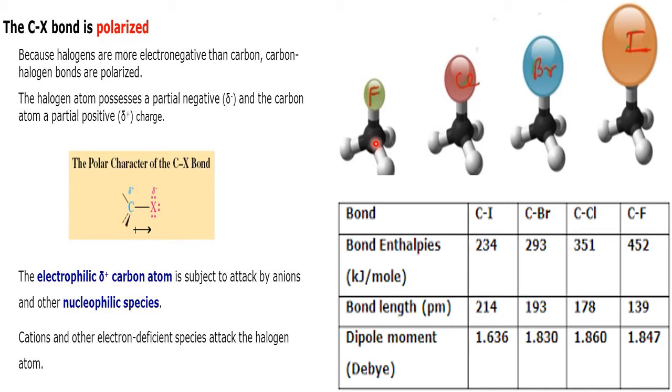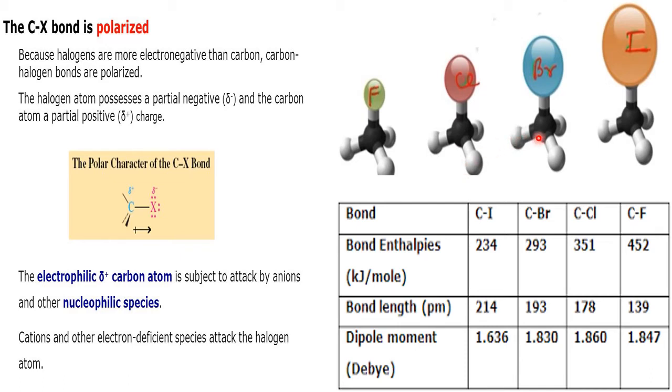Now here you see CH3X. X is fluorine, chlorine, bromine or iodine: CH3F, methyl fluoride, methyl chloride, methyl bromide, methyl iodide. Methyl is common, but if you go from fluorine to iodine, the size is increasing. When the size increases, the bond length also increases. When the bond length increases, the bond enthalpy decreases. So an increase in bond length will decrease the bond enthalpy.